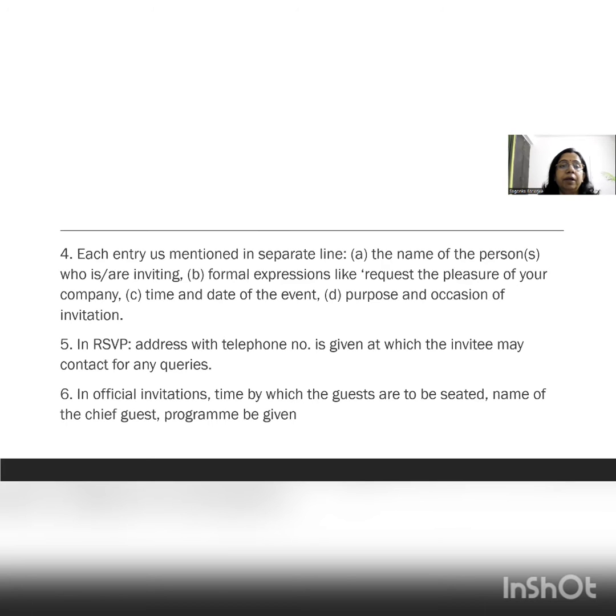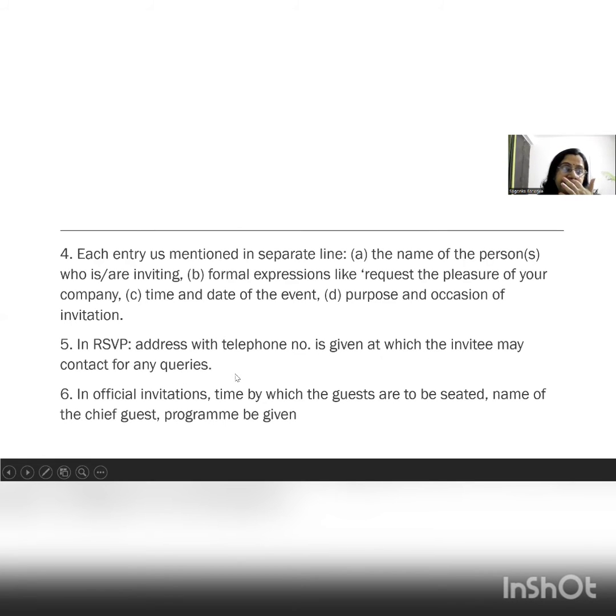अब देखते हैं. Each entry, as mentioned, is in a separate line. First is the name of the person who is or are inviting. Second is formal expressions like request the pleasure of your company. Third is time and date of the event, purpose and occasion of the invitation. Then in RSVP, address with the telephone number is given at which the invitee may contact for any queries.